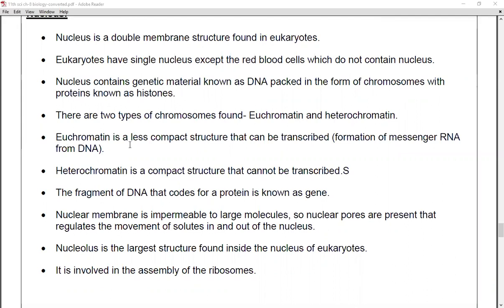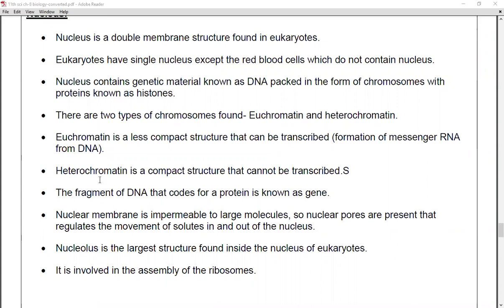Euchromatin is what? It is a less compact structure that can be transcribed, that is, formation of messenger RNA from DNA, right? Transcribed means transcription is taking place. This you are going to study in detail in 12th standard, right? So euchromatin is comparatively less compact, and here the DNA is converting itself to messenger RNA, right? So that is the euchromatin.